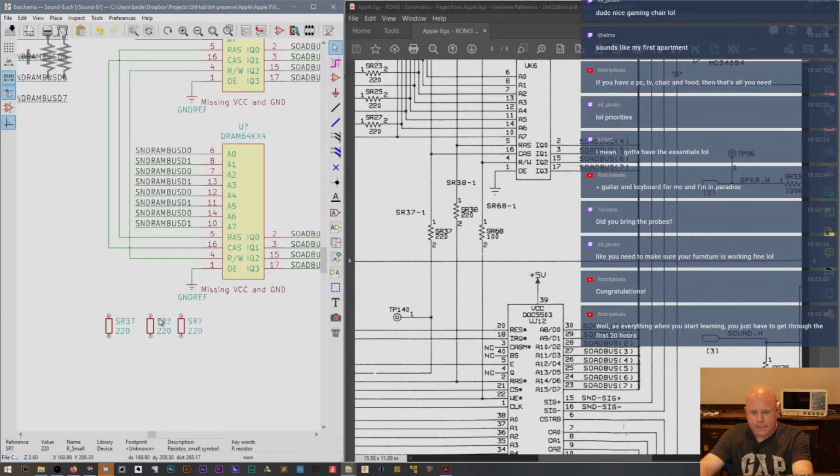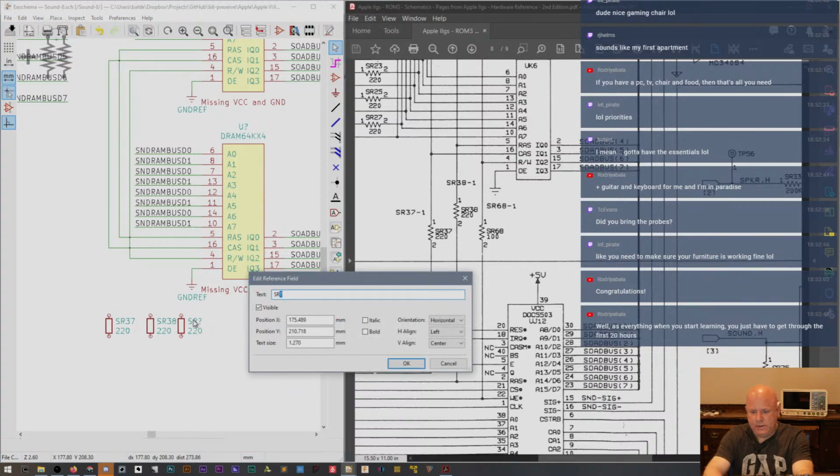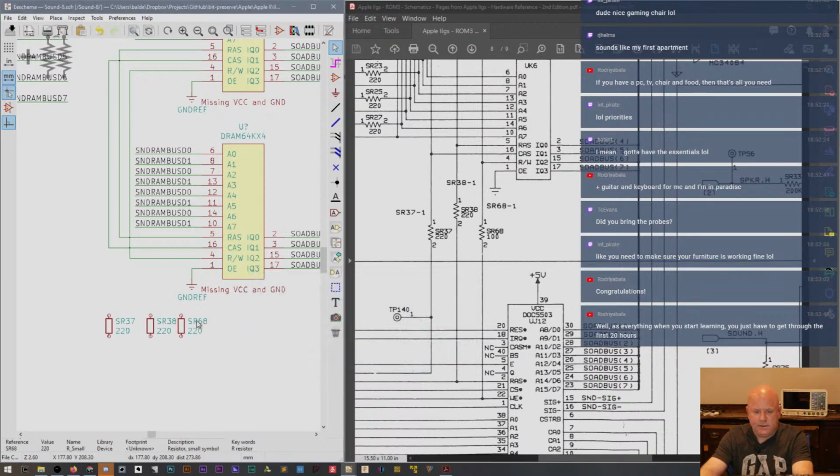So this one's going to be SR38, and this one's going to be SR68. So 37 will be Kaz. And Raz is going to 38. So can we get, so maybe what we need to do is move these over a little bit.